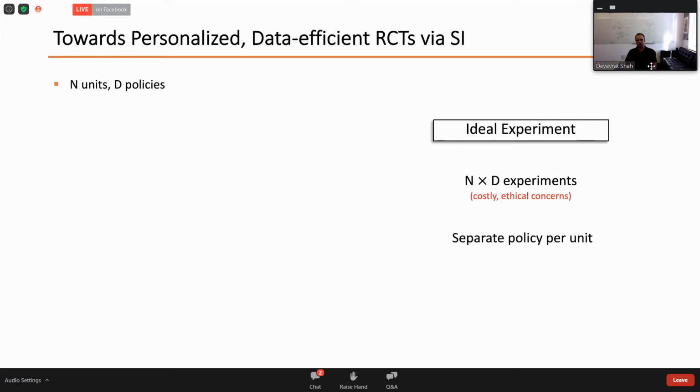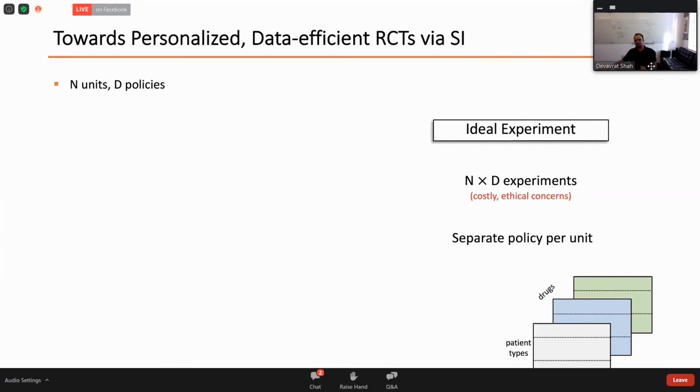So let's imagine that we have n units. Say you've got n different type of patients, and you have d different type of drugs. Okay, and what you want to know is that for each patient type, what is the best drug? Well, if you have patient type 1, you would give them drug 1, drug 2, drug D, and see their outcomes and decide, well, patient type 1, drug number 27 is the best. And patient type 2, drug number 3 is the best, and so on. Which means that you would effectively do number of patient types times number of drug many experiments.